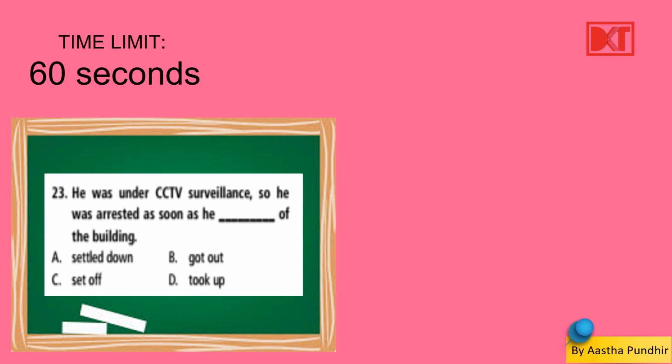Alright, here he was under CCTV surveillance, so he was arrested as soon as he dashed off the building. Settle down off the building, got out of the building, set off of the building, or D, took up of the building. Here the correct answer is B, got out of. This is pretty self-explanatory, which means as soon as he came out of the building and exited it, that's get out. That's got out of the building.